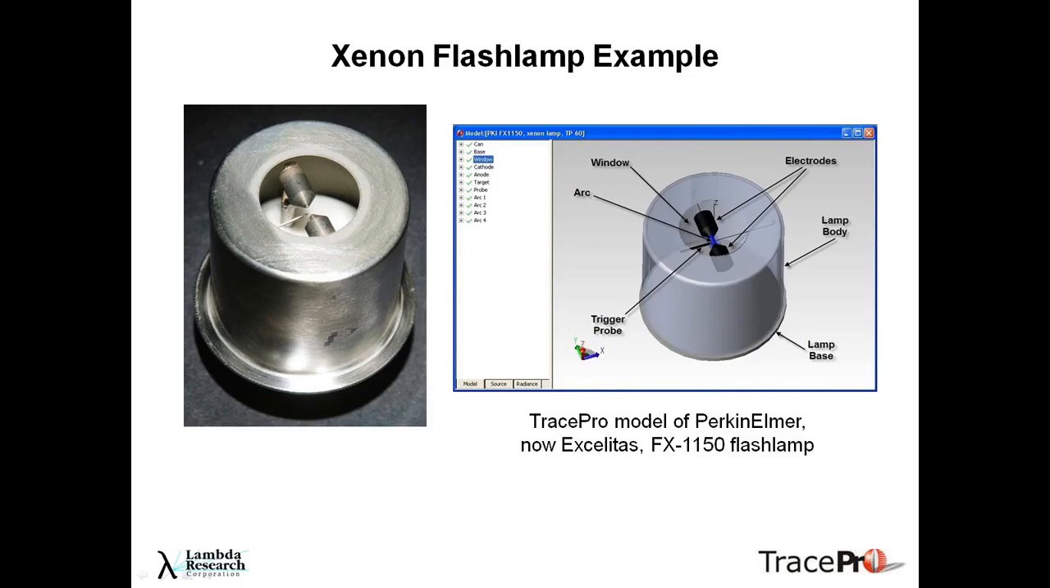Some of the features: we have a window, we have a body made out of Kovar or stainless steel, we have tungsten electrodes, we have an arc formed between these two electrodes, as well as what's called a trigger probe that initiates the arc and guides the arc. One thing to note too is you may see the bottom here is white. I'll show how that affects it in a few slides.